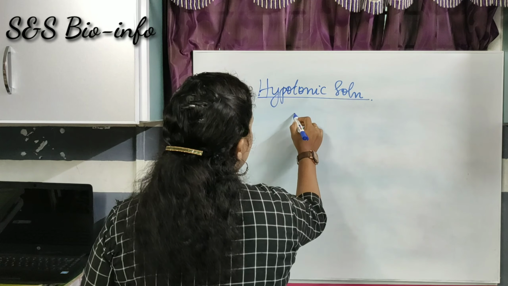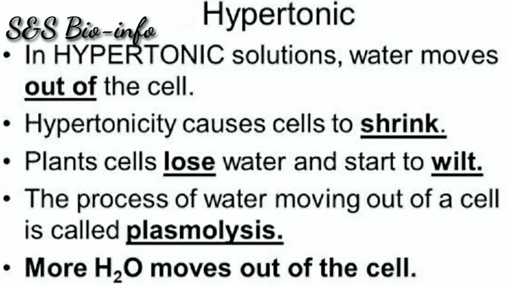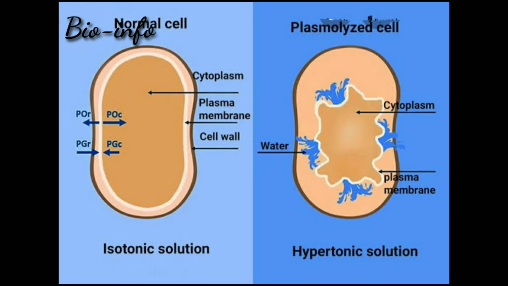The next type of solution is hypertonic solution. In hypertonic solutions, water moves out of the cell. Hypertonicity causes cells to shrink. Plant cells lose water and start to wilt. The process of water moving out of a cell is called plasmolysis. More water moves out of the cells when they are kept in hypertonic solution.